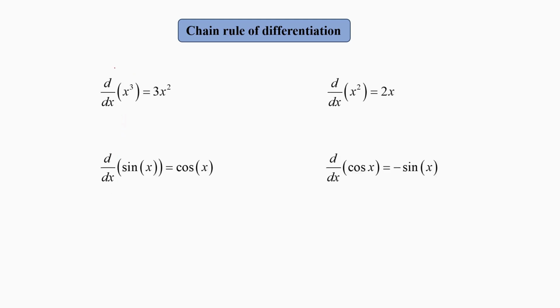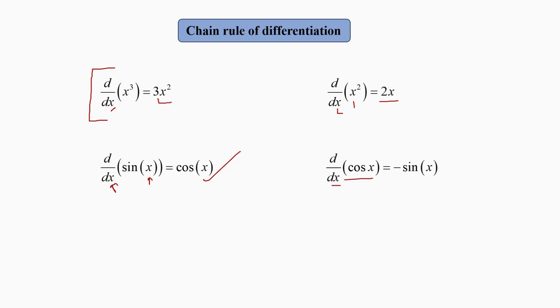So we all know derivative of x cube with respect to x is 3x square. Similarly, derivative of x square with respect to x is 2 times x, whereas the derivative of sin x with respect to x is cos x, and derivative of cos x with respect to x is negative sin x, right? All these are well-known facts.